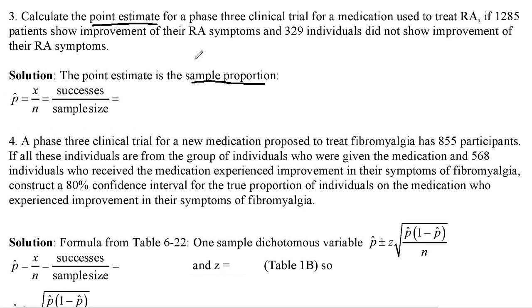Well, the successes here were people that showed improvement in their symptoms. That was the 1285, so that goes up on top. And then the failures were the 329. They did not show improvement. So to get our total sample size, they've got to get added on there. So we do the 1285 plus the 329. And then if you compute that on your calculator, you will get 0.7962. So that is our point estimate. It's a single value that's estimating that population proportion. You could also equally well write this as a percent.